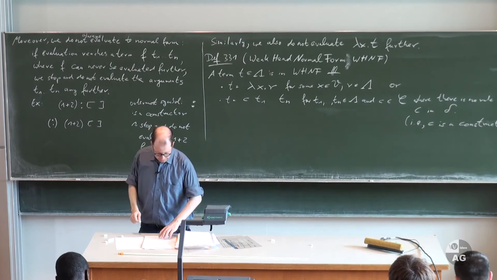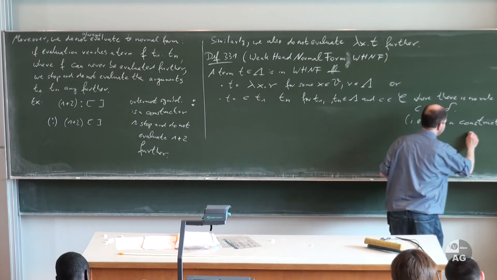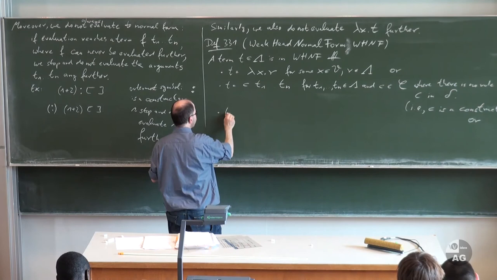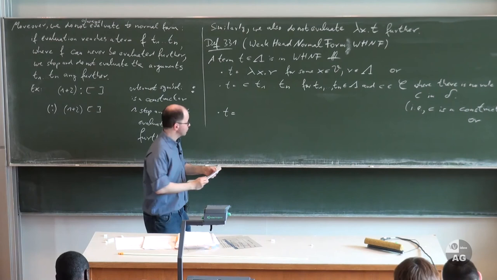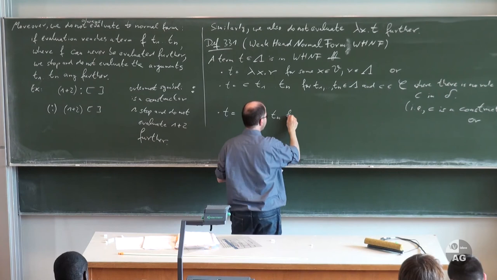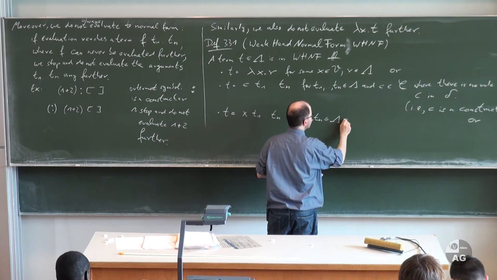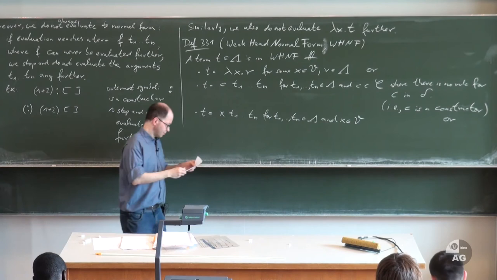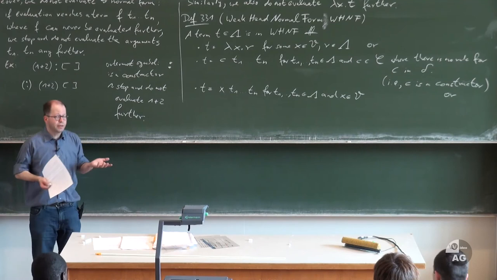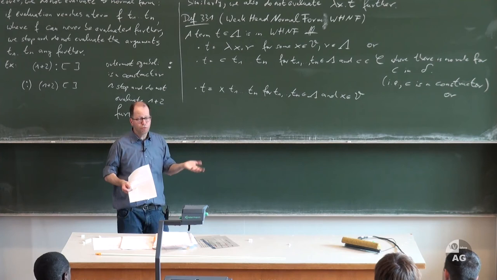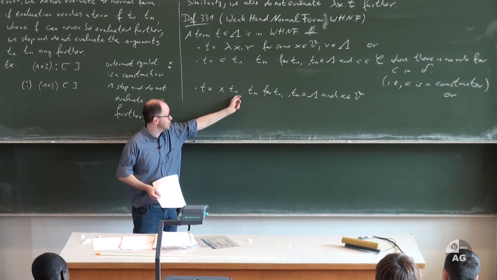And there's another possibility. So there's a third possibility for weak head normal forms, namely, if the outermost symbol is not a constructor but a variable. So if it has the form x applied to t1 to tn, where t1 to tn are terms and x is a variable. Because also here, the outermost symbol is determined. This can never be applied anymore because, well, there is no rule to apply a variable to something else. And it might be possible to evaluate the arguments further, but we don't do this. We stop at this point.